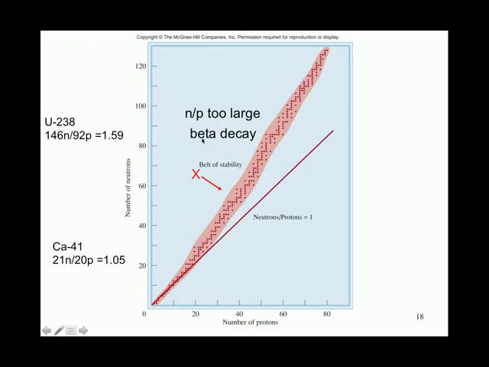Now what happens if it emits an alpha particle? Well, both the neutrons and the protons diminish by 2, and that will change the ratio a bit as well. It makes a smaller nucleus, and a smaller nucleus is usually more stable than a larger one. What about if we're down here?